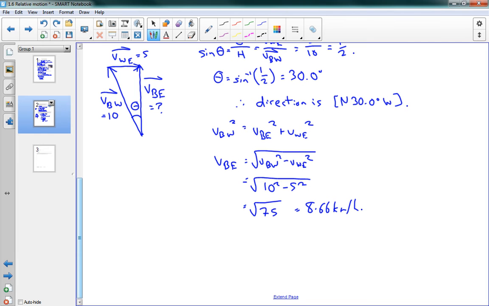So we can say, therefore, relative speed is 8.66. Actually, yep, we've got 2 digits, so 8.66 kilometers per hour. And there we go.